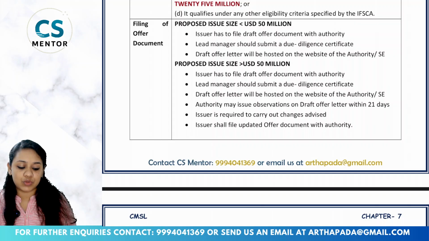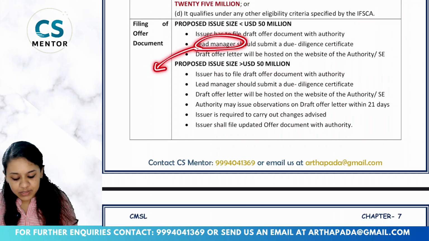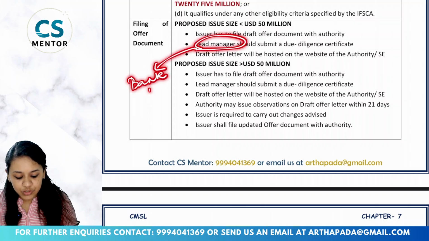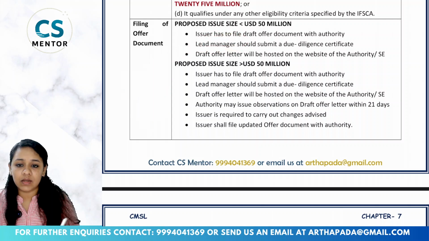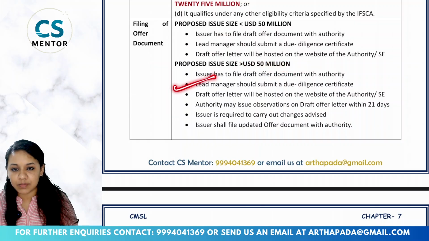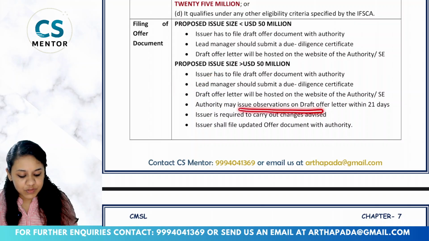Then there are two criteria over here: if the proposed issue size is less than 50 million US dollars or greater than 50 million US dollars. If it's less than 50 million US dollars, the lead manager, which is basically your bank, giving a due diligence certificate is sufficient. But for greater than 50 million USD, since it's a much bigger size, the lead manager should submit a DD certificate, but additionally, even observation letters will be given by the authority.